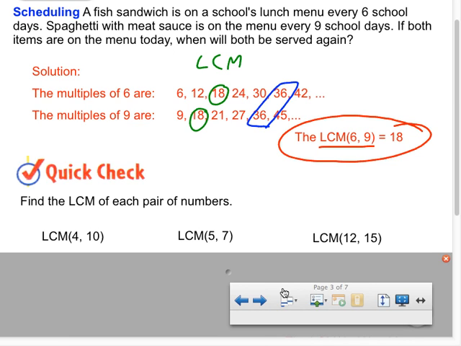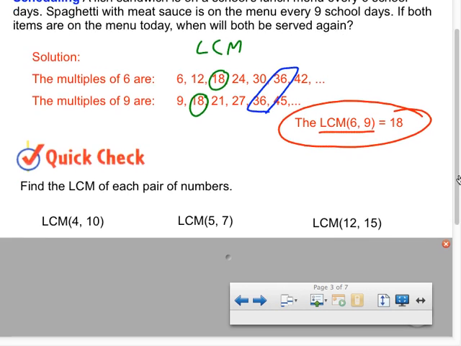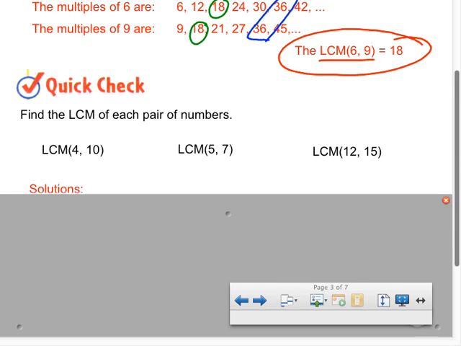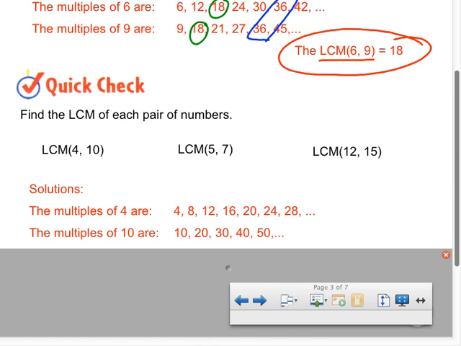Can somebody share with the class the LCM for the first one? Somebody I haven't called on yet. Taylor. 20. Somebody earlier today said 40. What did they give me? They gave me a common multiple. Did they give me the least common multiple? No, that's what Taylor just gave us. The least common multiple of the first problem is 20.